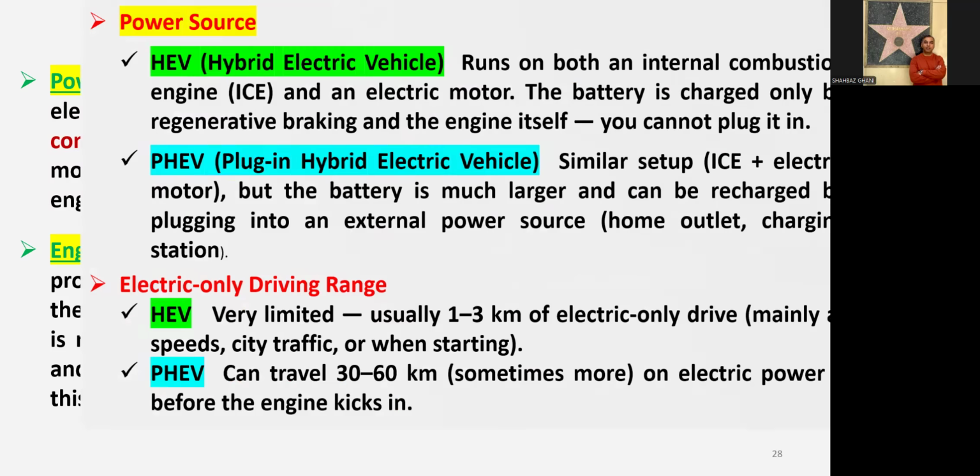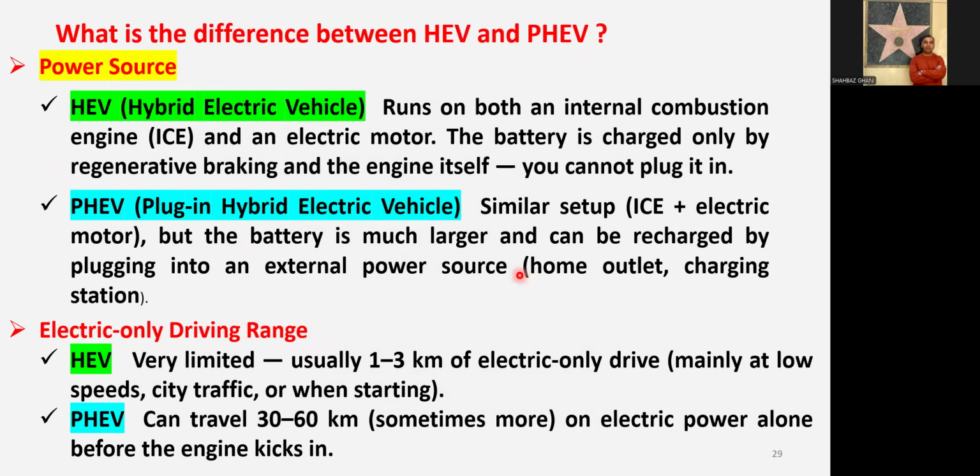Now, after the last lecture, there was one question asked: what is the difference between hybrid electric vehicles and plug-in hybrid electric vehicles? So I will explain it with the help of 5 characteristics. First one is the power source. Hybrid electric vehicles run on both an internal combustion engine and an electric motor. The battery is charged only by regenerative braking and the engine itself. You cannot plug in the hybrid electric vehicle. There is no plugging in.